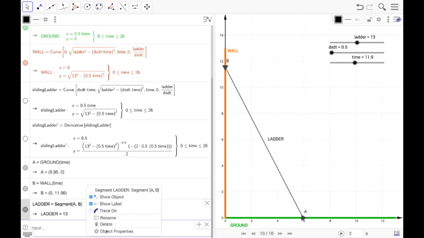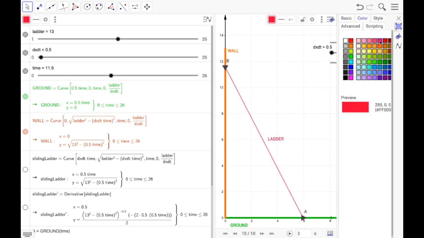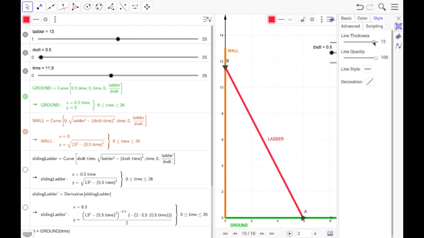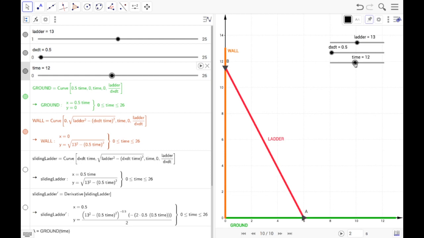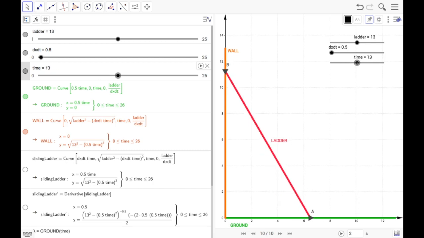And I want to change the style of the ladder. So let's go here to, well, let's do color, and well, let's just do color actually. So color to give it a nice red color, and style, let's make it thick like we made the other items there. Let's go ahead and close the properties, and again, let's move this back and forth. All right, and we've got a pretty good model going here.